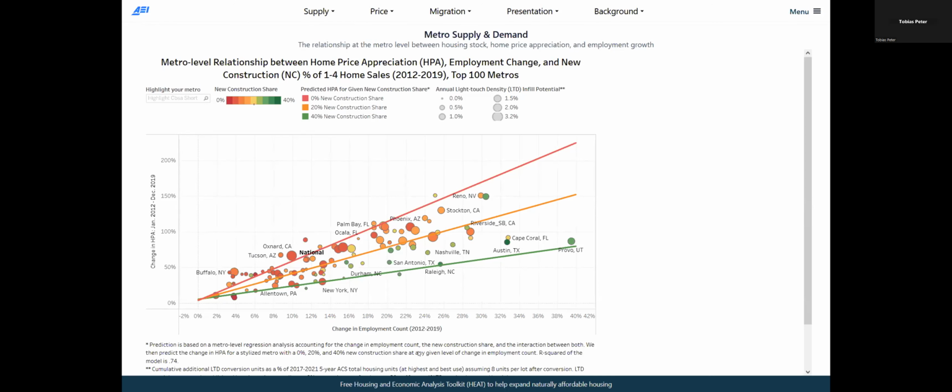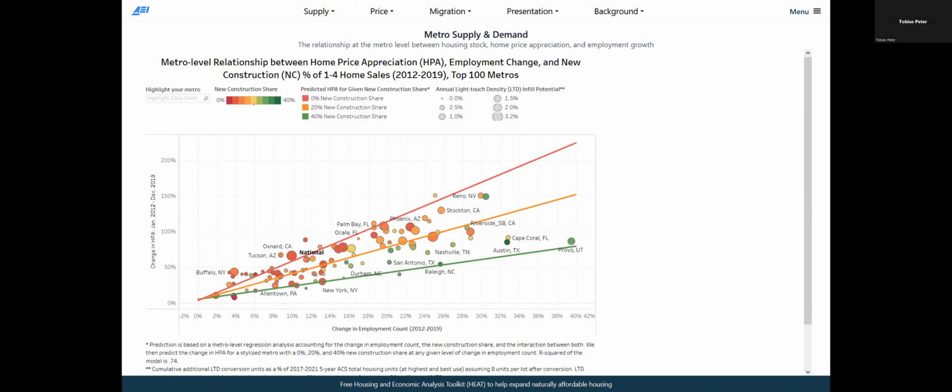And then the fourth dimension of the chart is the size of the dot, and the size of the dot indicates how much light touch density infill potential you have in the metropolitan areas. And fortunately, the areas that had seen very rapid home price appreciation, those are the areas where you have a lot of infill potential, light touch density infill potential.